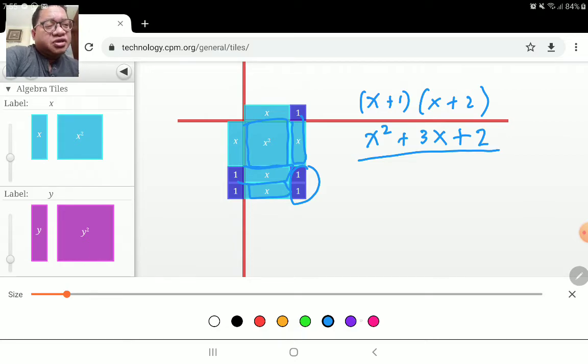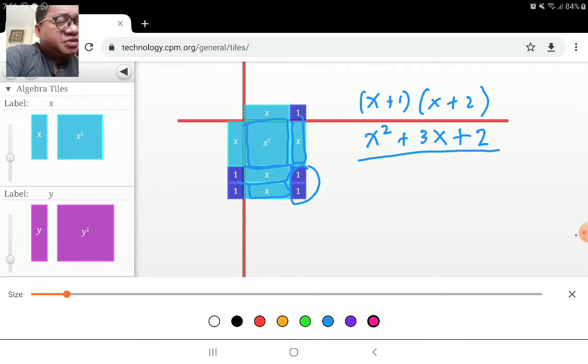But not at all times can you use the algebra tiles, because sometimes in the exam you don't need to draw. But I'm using algebra tiles just for you to see mentally, oh, that's the meaning of this. So for the meantime, because this is a technology class, if I'm going to give you a question, you can use algebra tiles for a while just to visualize it.